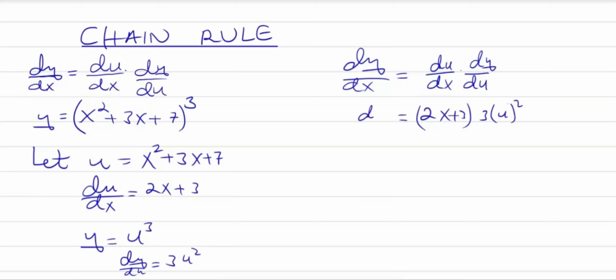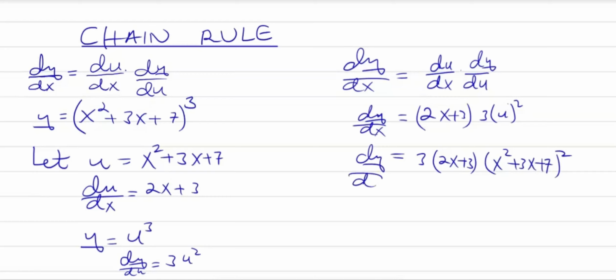So we rearrange. That gives us 3 times 2x plus 3, and u is x squared plus 3x plus 7, to the power of 2. So that is my dy over dx. That was a function within a function.